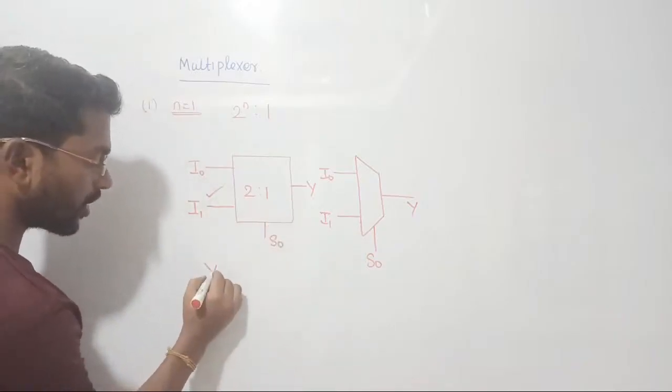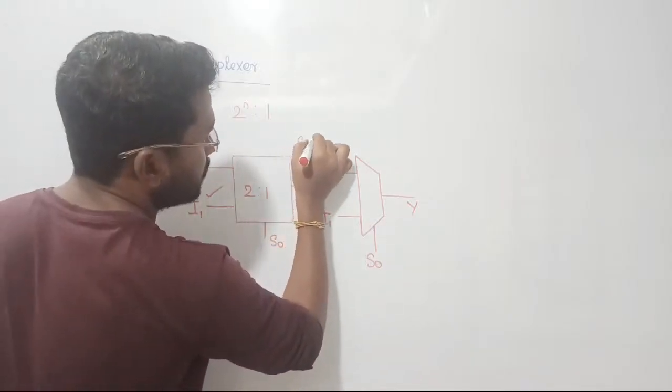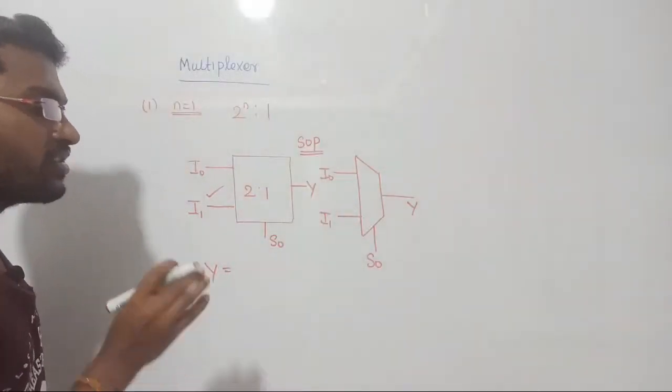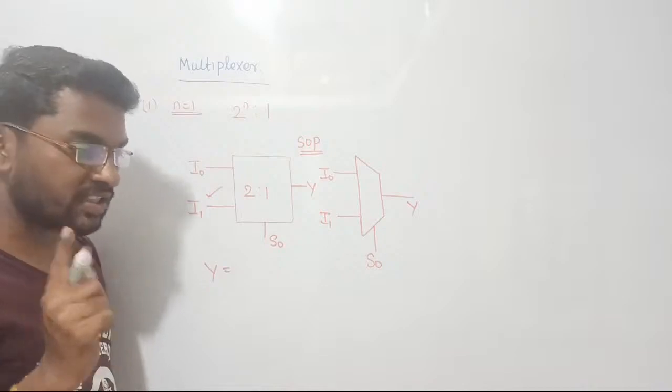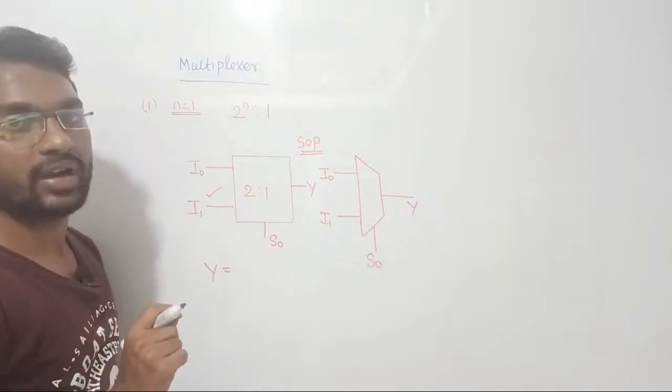Listen guys, output Y is equal to, once again we are going to use SOP form, sum of product. Zeros are not allowed in SOP, we can say like this, right? So zeros could not be allowed in SOP form, right?